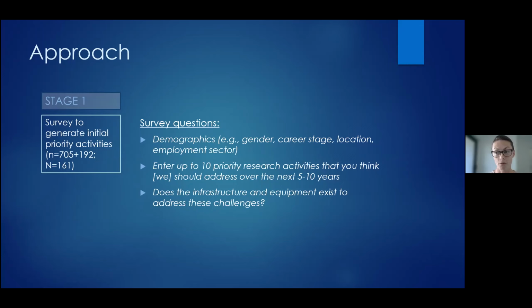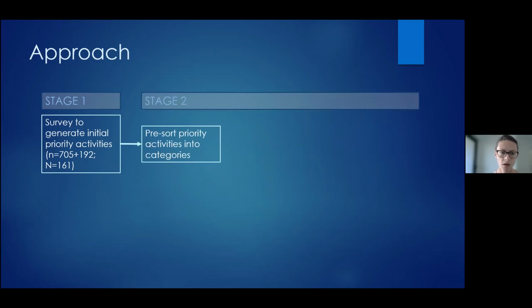And these varied from one word responses like money to very long and lengthy responses about, you know, we need to better understand how temperate carbonate reefs produce sediment and how that exchanges with beaches. So we had everything from really broad responses right down to very, very detailed responses. So the second stage of the survey was about coming up with a more consolidated list.